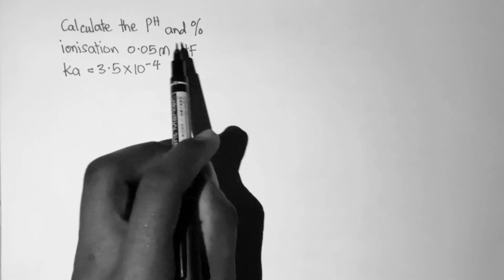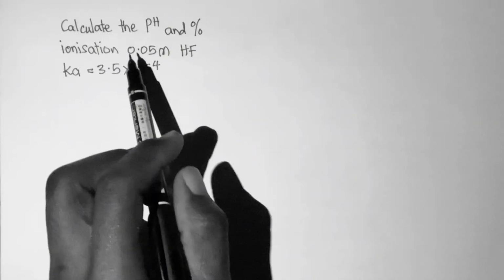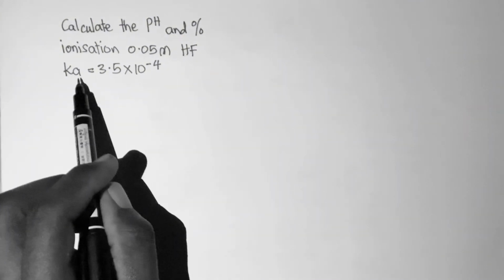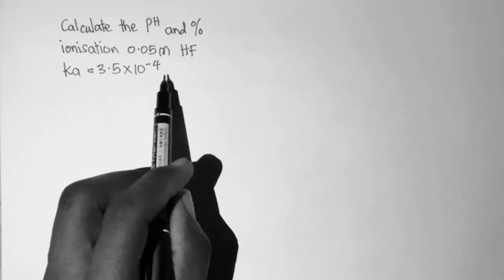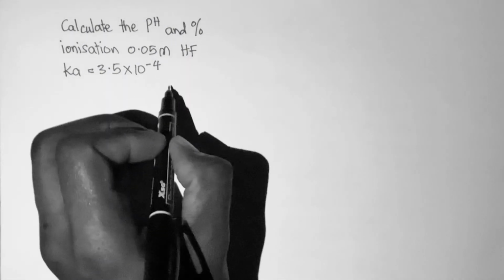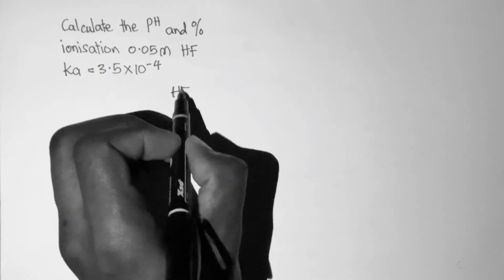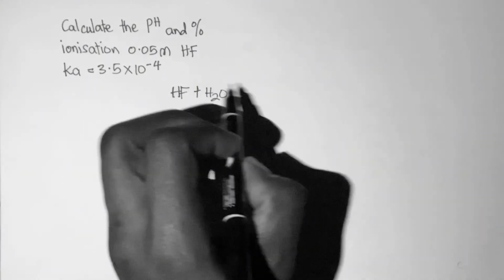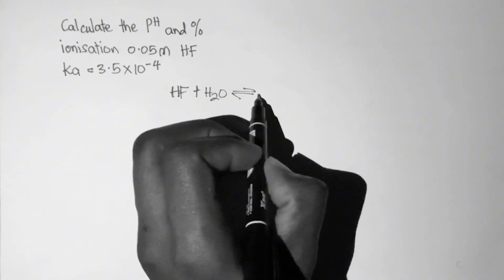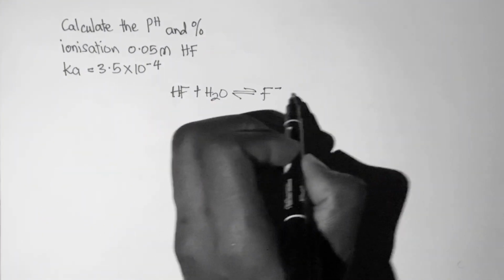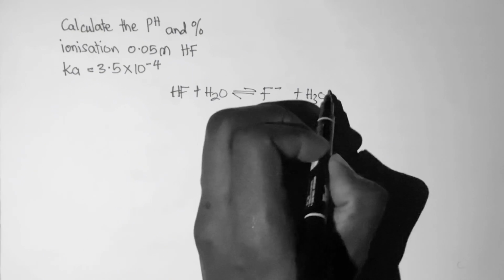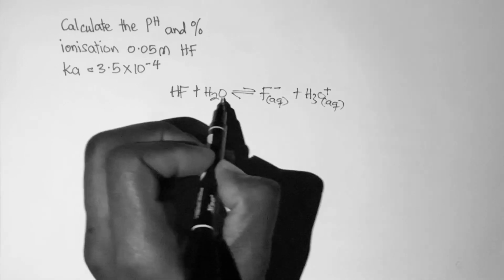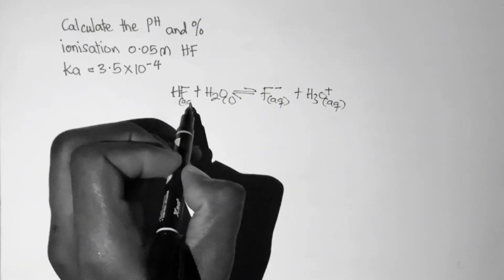Calculate the pH and percent ionization of 0.05 molar hydrogen fluoride. Ka of hydrogen fluoride is 3.5 times 10 exponent minus 4. So let's write the dissociation of hydrogen fluoride in water. So HF plus H2O in a reversible reaction will give us the fluoride anions, then plus the hydronium ions. So this is in aqueous medium. This one is also in aqueous medium. This is in liquid. This is in aqueous medium.